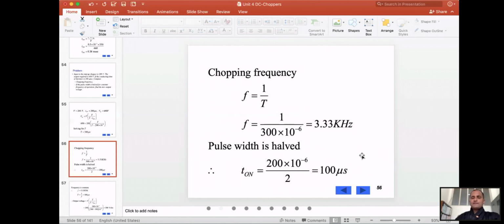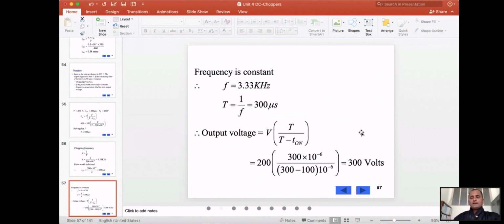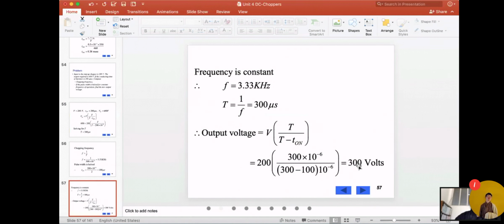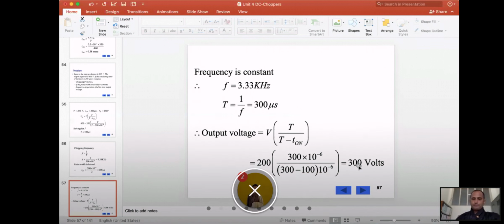So when the T on time is half, the output voltage is also half. Initially the output DC voltage is 600 volt, but if the T on period is halved, the output voltage is also halved. From this question, the output mainly depends on the on period of the SCR, how long the SCR is on, which means how long the chopper is on.